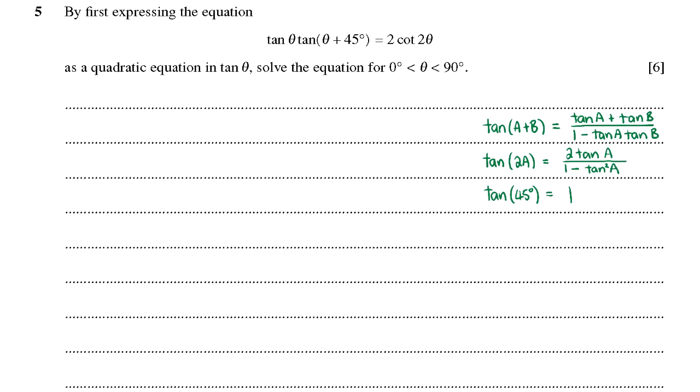Right, well, let's step through this kind of slowly. The first thing we'll do is take the tan(theta + 45) and expand it. And so we'll end up with tan theta multiplied by (tan theta + 1)/(1 - tan theta) is equal to 2/tan 2theta. So we've turned the cot 2theta into 1/tan of 2theta.